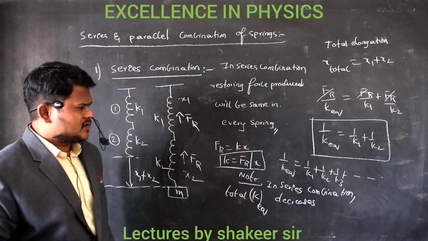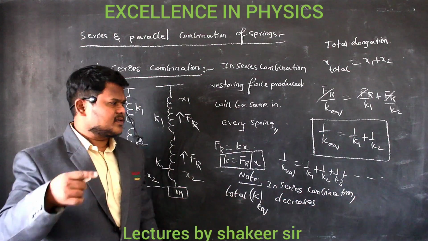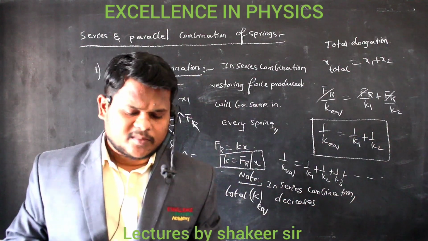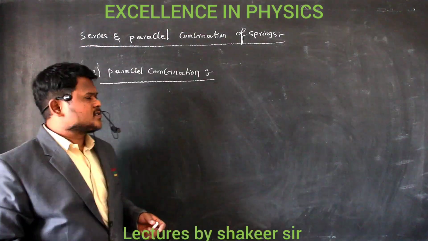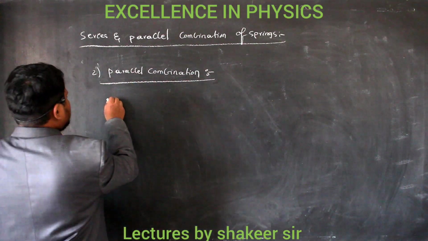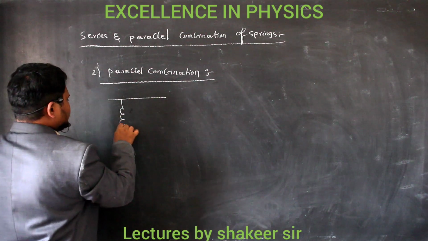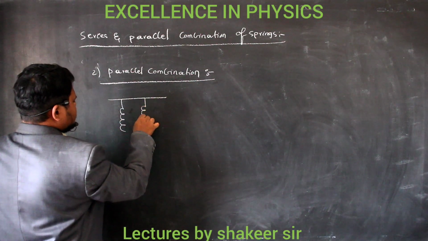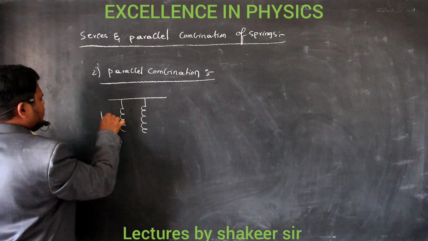1 by K equivalent is equal to 1 by K1 plus 1 by K2 plus 1 by K3, and it goes on for any number of springs. Students, now let us see about parallel combination of springs. Clear? So consider these are 2 springs which are having same length, but their K values are different.